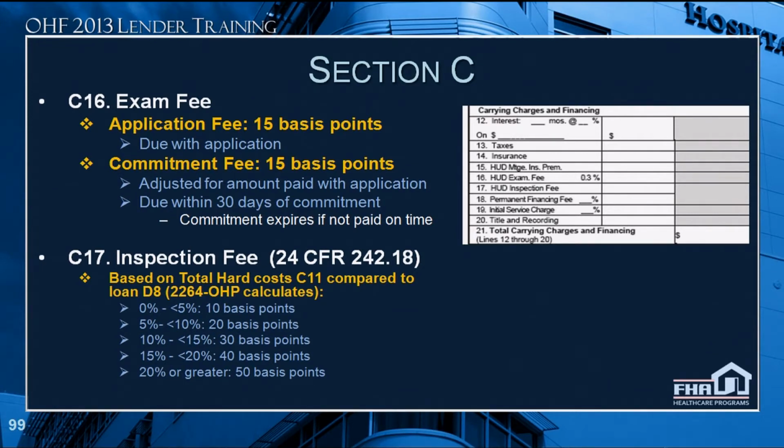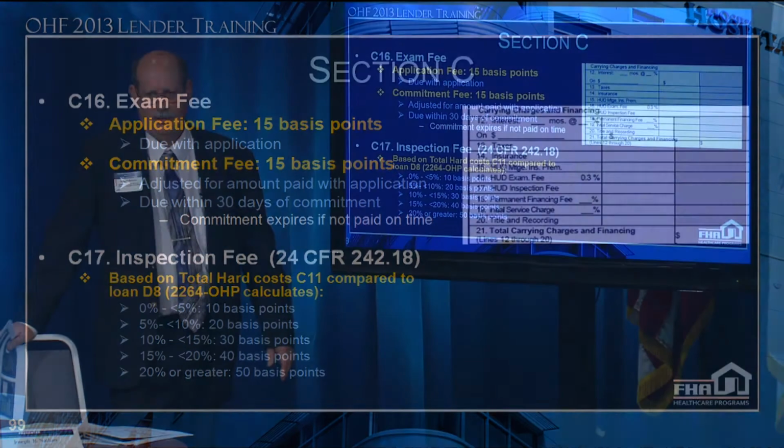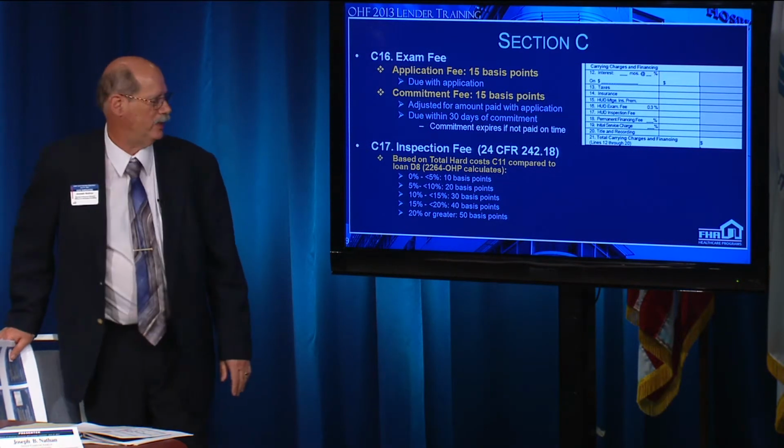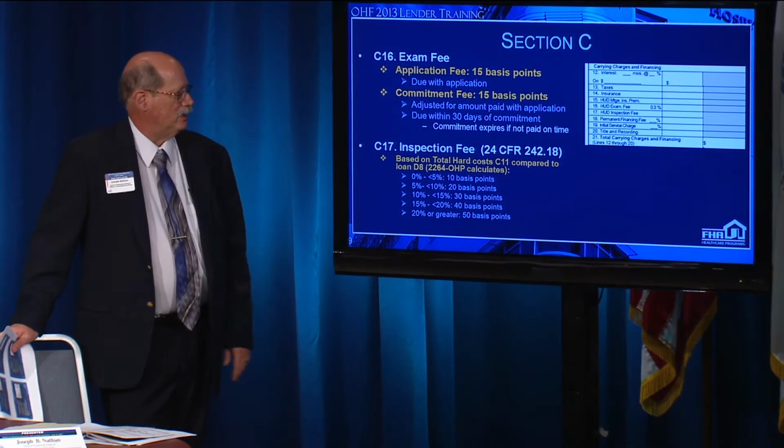The inspection fee in here, and I've given the citation on that, that's based on the total hard costs, which is line C11 in here, and it's a variable rate depending on the ratio of the hard costs to the loan amount. And remember, you calculate the percentage, you find out where it goes, and then it's going to be rounded down to the nearest dollar. The 2264 calculates that automatically for you, but here's the basis points for that. In the handbook, you have the actual, I believe, mathematical calculations and formulas. Let's go to the next slide.